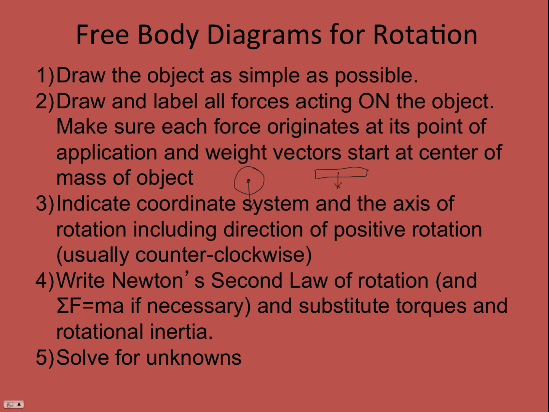Indicate a coordinate system, so we may be putting an x and a y axis, but we also need to put an axis to show which way is positive for rotation. So counterclockwise would be a little twisty arrow like that. We'd say plus, and clockwise, if we want to do it that way, we'd say plus. And so then write Newton's second law for rotation. Some problems will have to also look at it for translation, and then substitute our torques and rotational inertia, unless that's an unknown, and solve for the unknown.